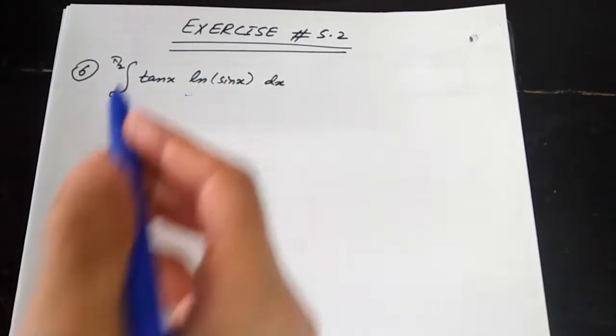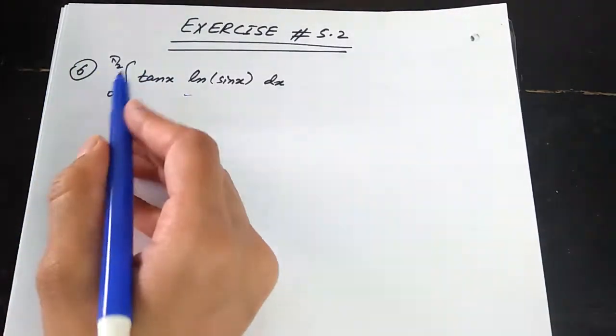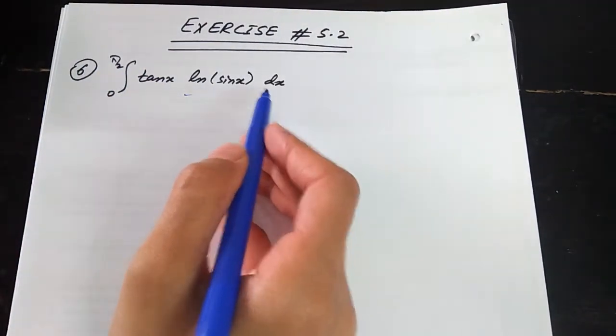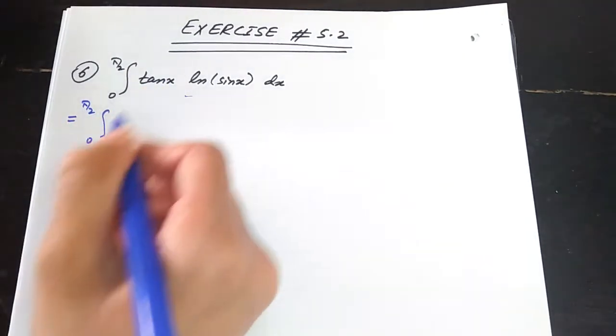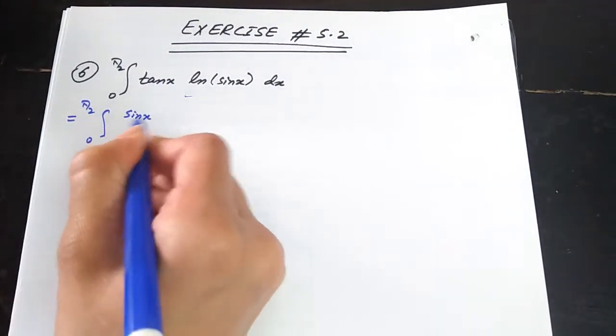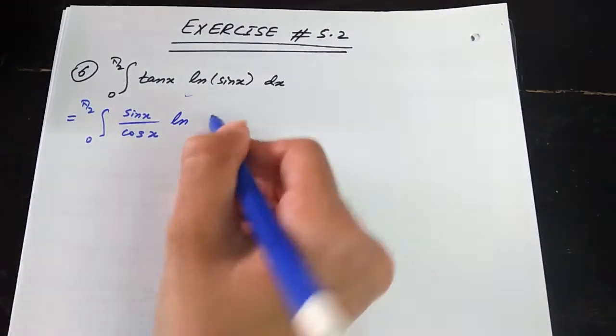Number 6 of exercise 5.2, integrate the definite integral from 0 to pi by 2 of tangent x times ln sine of x dx. That will be equal to the integral from 0 to pi by 2. Tangent x can be written as sine of x over cos of x, times ln sine of x.